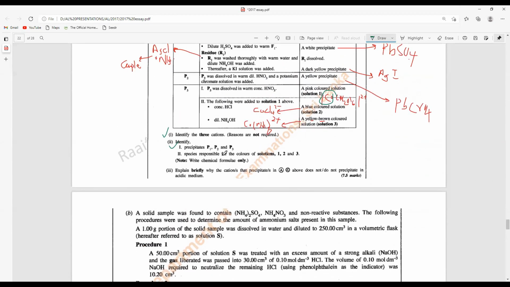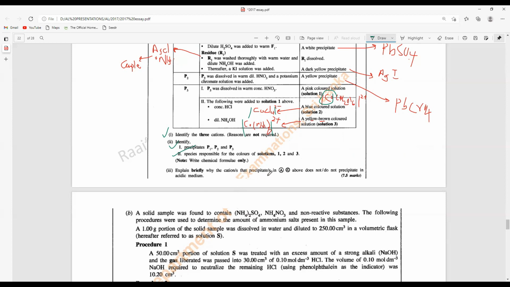Species responsible for the colors of the solution. So solution 1, you can write this hexa aqua complex. 2 is CoCl4 2-, you can write this down. And finally, the amine complex with 2+. So all these are very simple things.